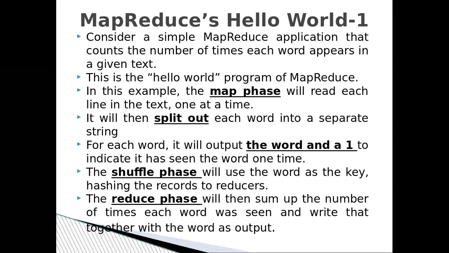So as usual, we have the three phases. The map phase reads each line in the text one at a time, whatever text file you have. Then it splits out each word into a separate string, and for each word it will output the word and a 1 to indicate that it has seen the word one time. The shuffle phase will use the word as the key, hashing the records to reducers. The reduce phase will then sum up the number of times each word was seen and write that together with the word as the output. So this is your word count problem. You understand what needs to be done.